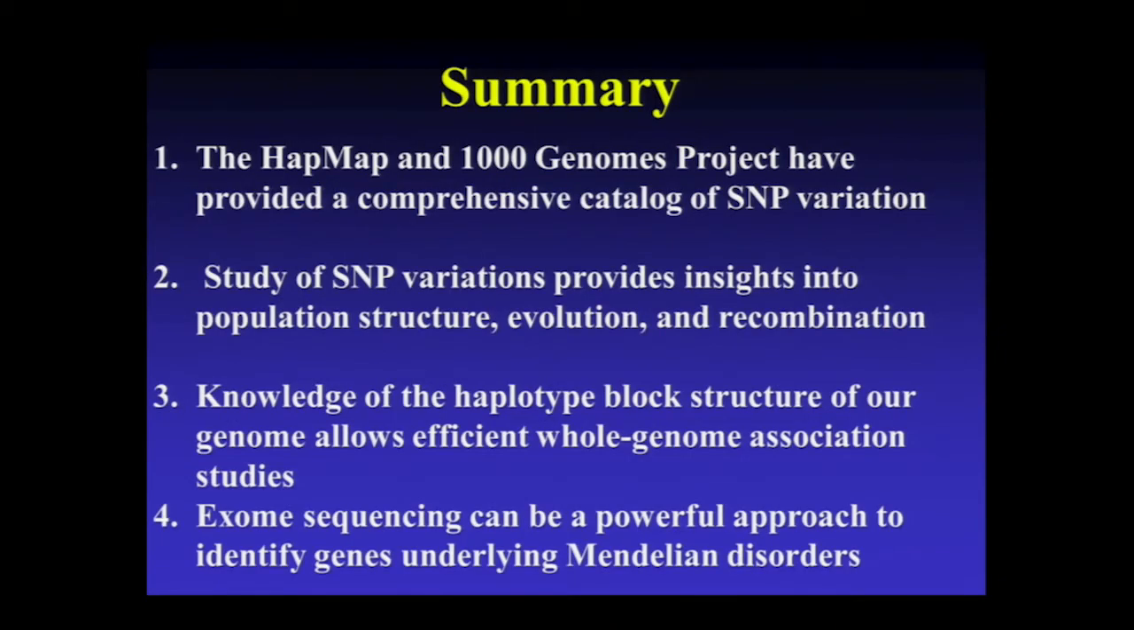Sorry, I didn't do a good job of finishing up my slides. But basically, exome sequencing can be a powerful method for finding disease genes that are causing Mendelian disorders. And I would say in the last 5 years, there's probably been another 500 to 1,000 genes that previously we had no idea what they do that are now being implicated as causes of different human diseases.